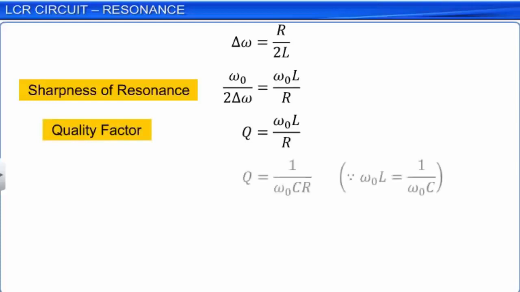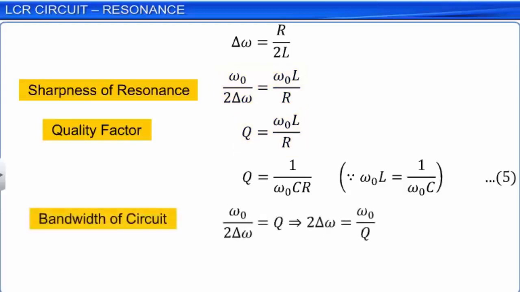Since omega naught L is equal to 1 by omega naught C for resonance, we can also write equation 4 as Q is equal to 1 by omega naught CR. Let this be equation 5. From the expression omega naught by 2 delta omega is equal to omega naught L by R, and the expression Q is equal to omega naught L by R, we get the bandwidth of the circuit as 2 delta omega is equal to omega naught by Q as shown. This indicates that a higher value of the quality factor leads to a sharper resonance as the bandwidth decreases.